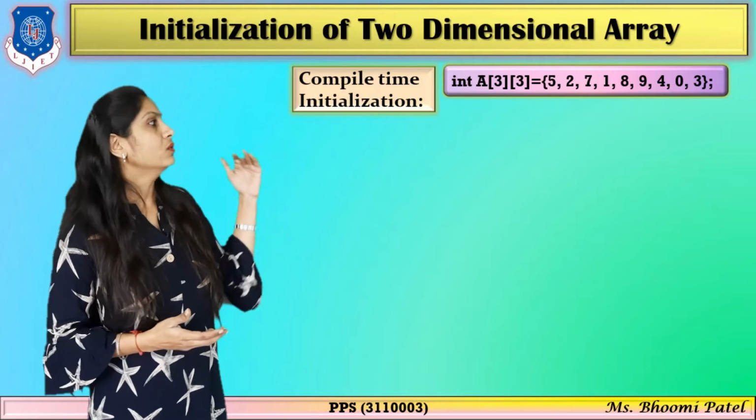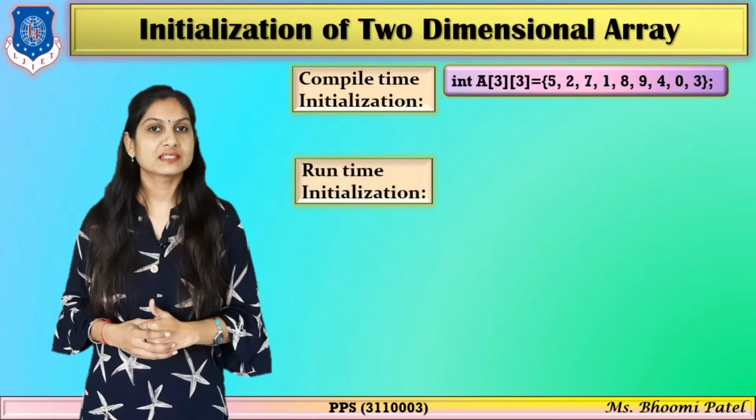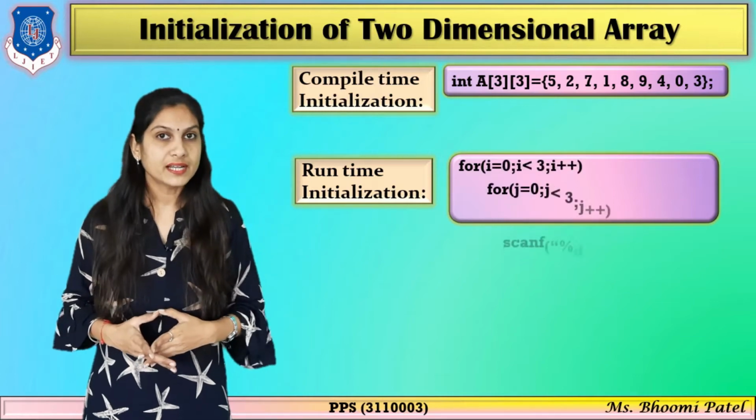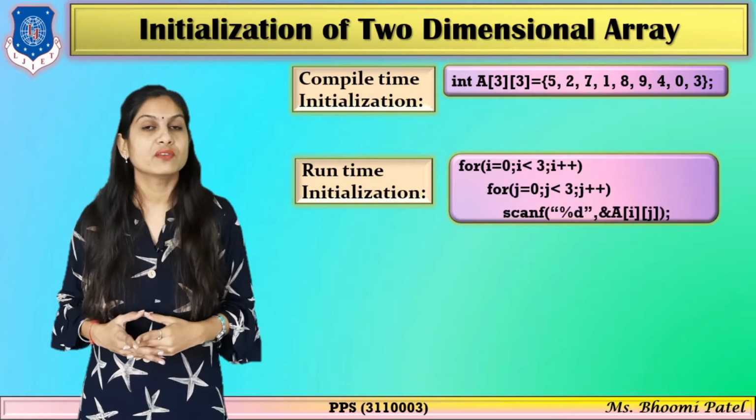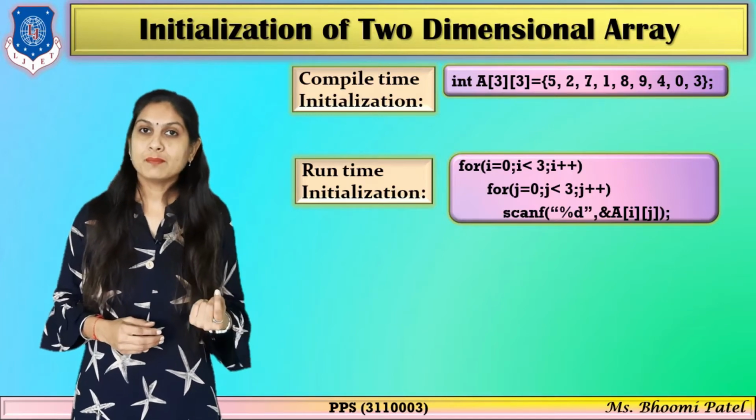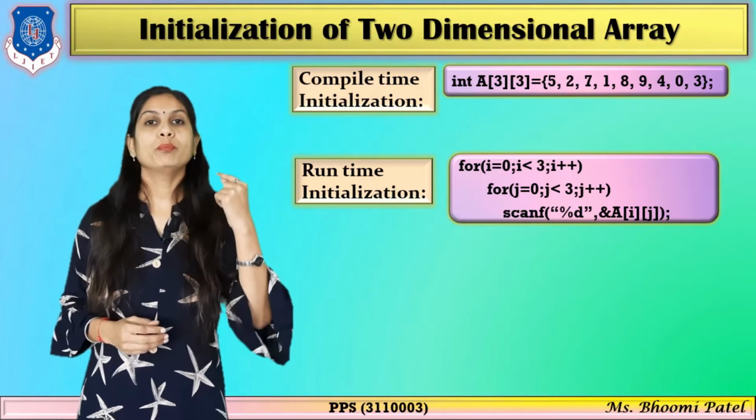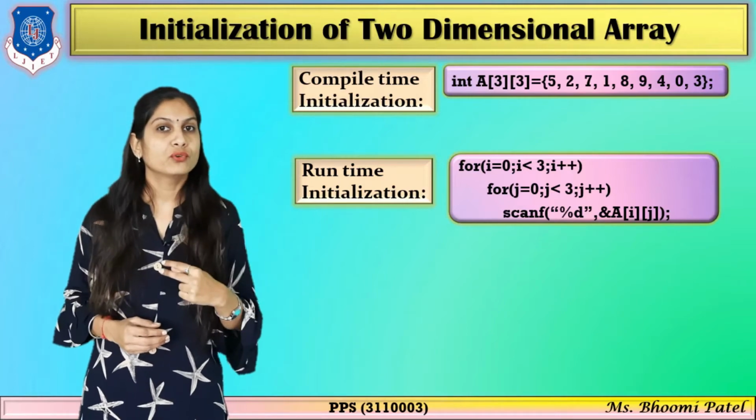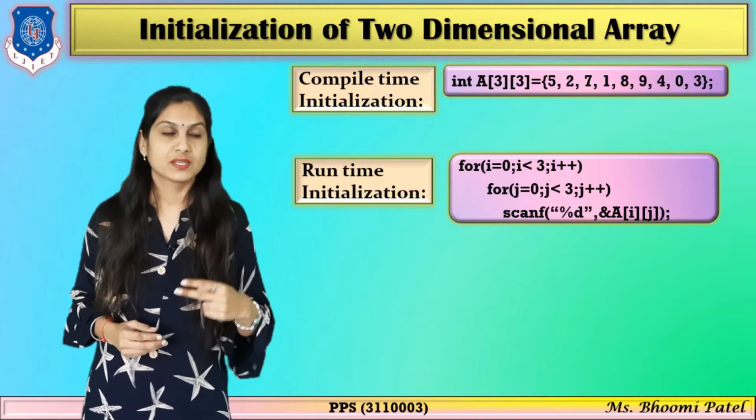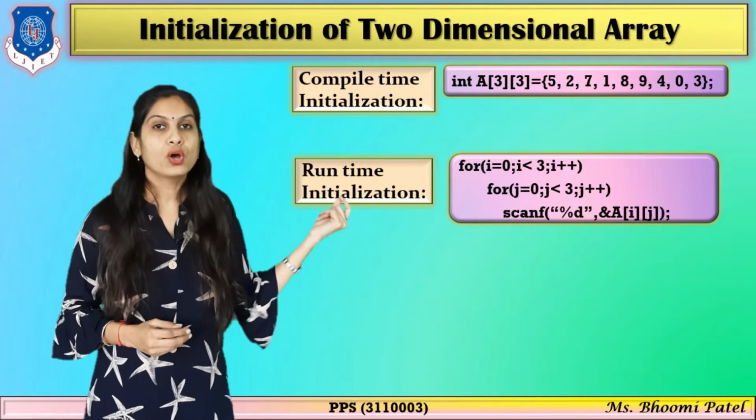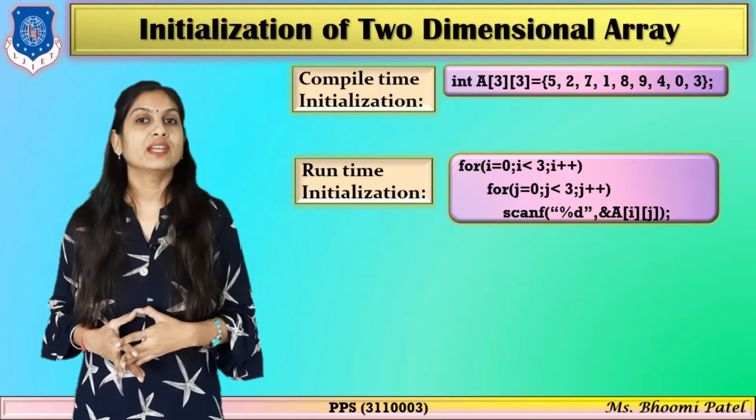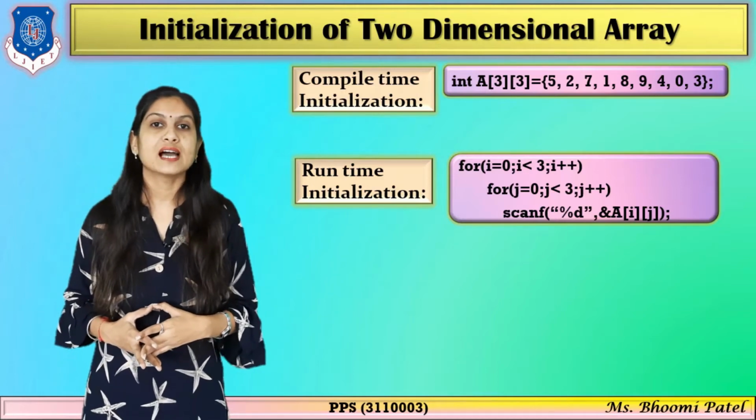Now see the runtime initialization method, in which we have to give the data at runtime from the user, and for that we have to use a for loop. If you want only a one-dimensional array, then the for loop is used one time, and for a two-dimensional array, the for loop will be used 2 times. The first for loop is for the row and the second for loop is for the column. The for loop always starts with 0, because the array index starts with 0.